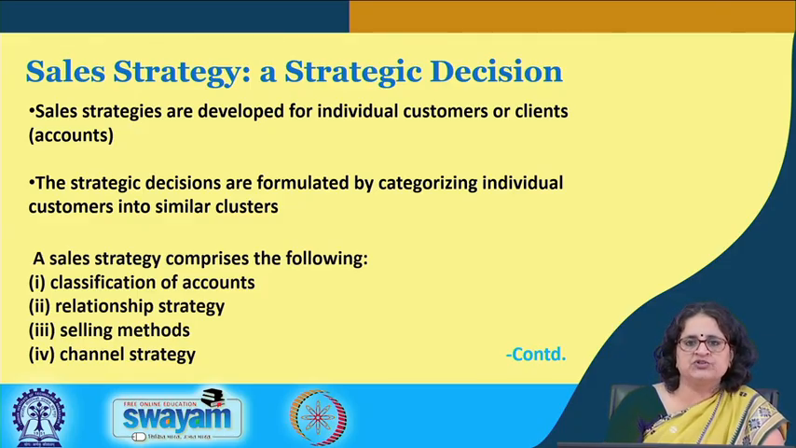A client is actually regarded as an account, and the strategic decisions are formulated by categorizing many of these individual accounts or individual customers into similar clusters. So, while every customer is treated as a separate entity, as a separate account, especially in the case of B2B, many of these may often be clustered or categorized into similar clusters. Now, a sales strategy comprises the following. 1, classification of accounts. 2, the relationship strategy to be followed. 3, the selling methods to be followed, and 4, the channel strategy.